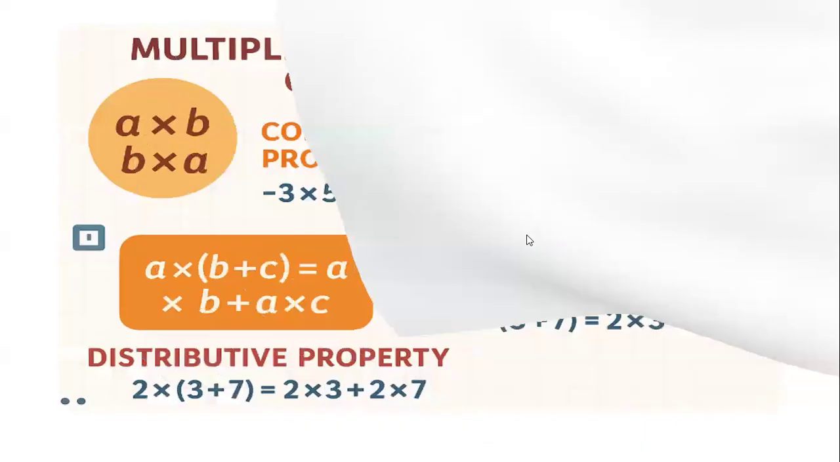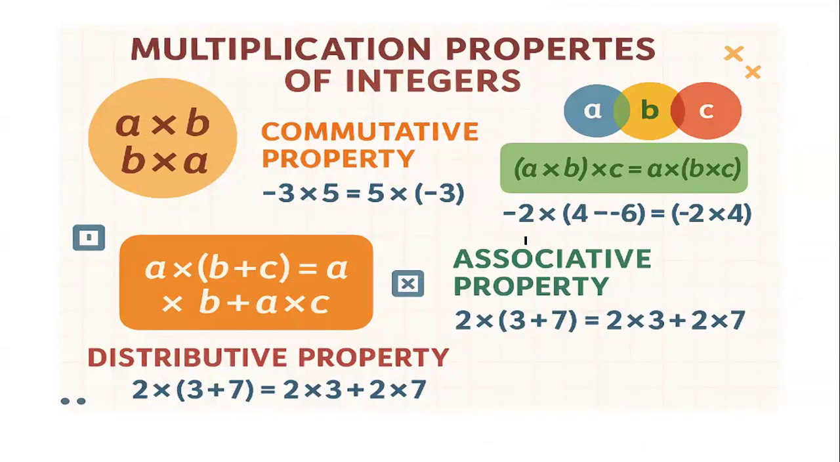In this video, I am discussing 7th Standard Mathematics, Chapter 1, Integers: multiplication and the multiplication properties of integers. We will see the commutative property for multiplication, associative property, distributive property, identity property, inverse property, and many more in this video.